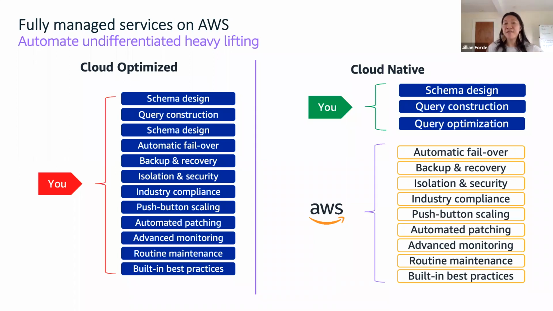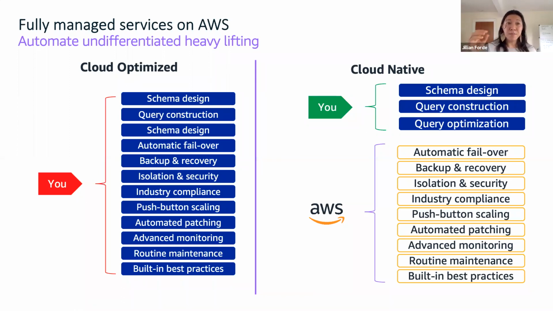Now, with a cloud native database, here's the difference. On the left, cloud optimized, you have to do all the work. So, I hope you have a DBA if you're going to put a database on EC2, because you've got a lot of work ahead of you. But that also might mean that's a core part of your business, and that's okay. There isn't really a right or wrong answer here.